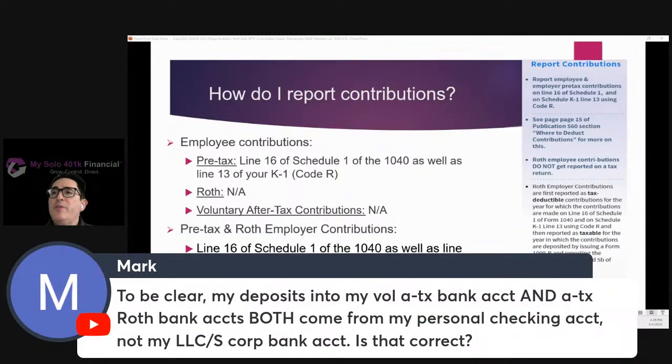To be clear, my deposits into my voluntary after-tax bank account and after-tax Roth accounts both came from my personal checking account, not my LLC S Corp bank account. Is that correct? So this confirms that when one makes contributions to the solo 401k, they can make those contributions from their personal account or their business account. From a solo 401k, either is acceptable. And that's for all types of contributions to the solo 401k, whether it's employee, employer, or after tax.